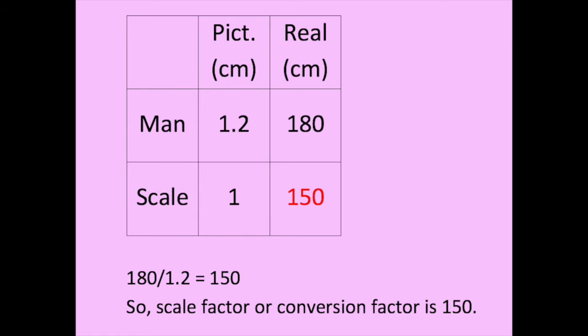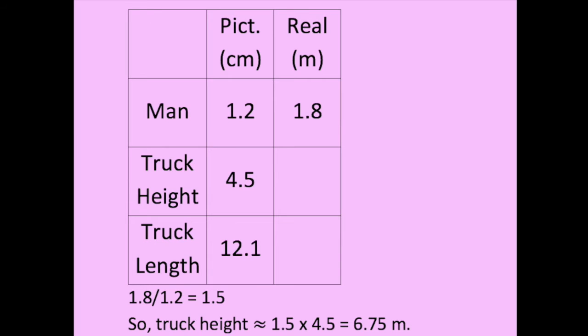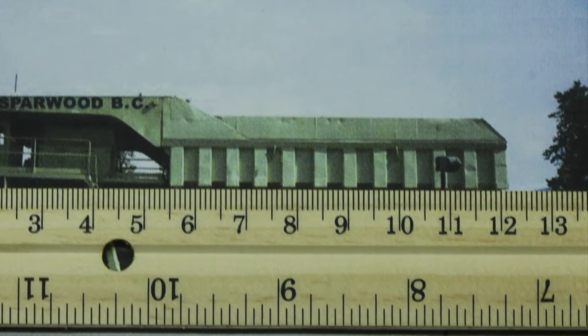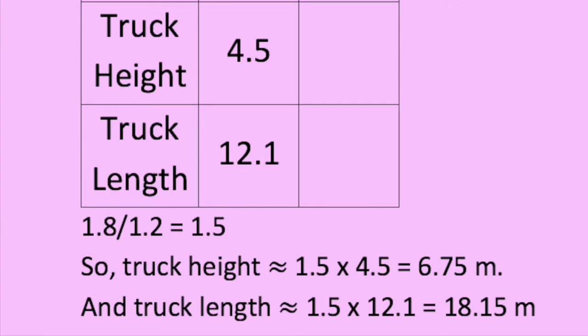Or if we go from centimeters to meters, the conversion factor would be 1.5. Notice it's 150 divided by 100. So if the truck height in the photo shows to be 4.5 centimeters, then the real truck height would be 1.5 times 4.5, which is 6 meters and 75 centimeters. And the length of the truck, if I measure it in the picture, it is about 12.1 centimeters. So I do 1.5 times 12.1, which is 18.15 meters. 18.15 meters long.